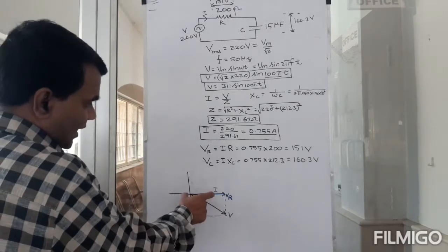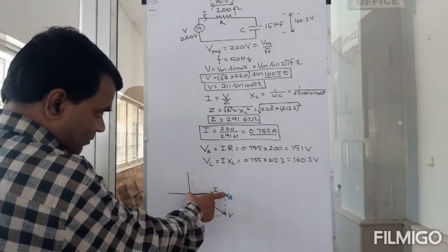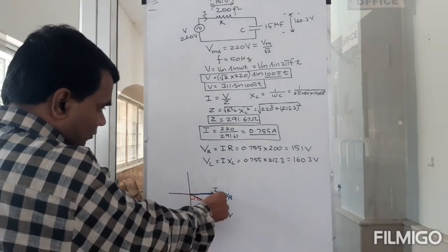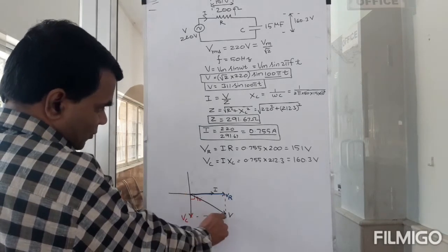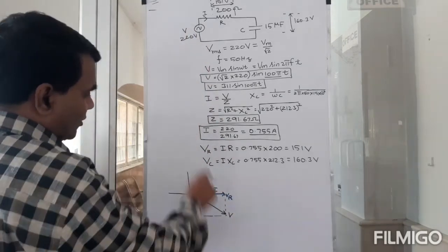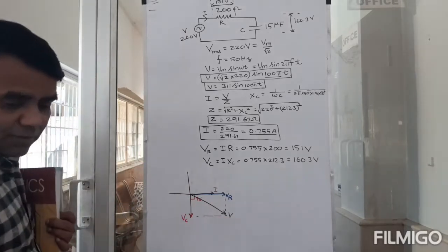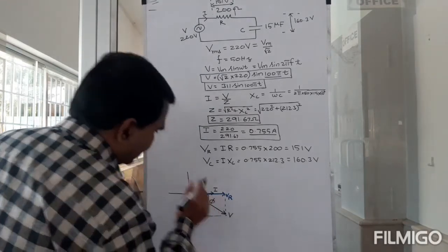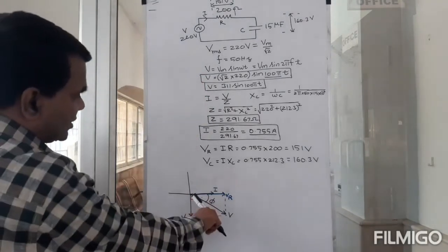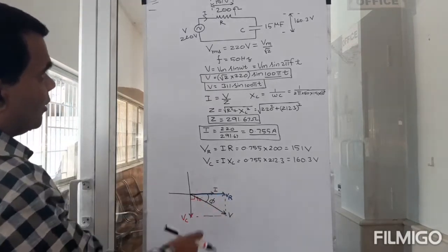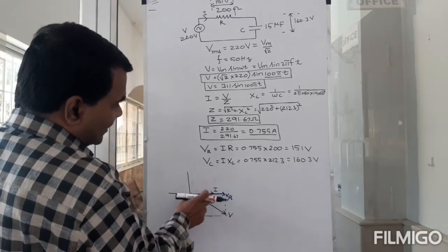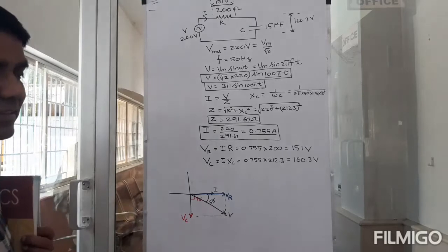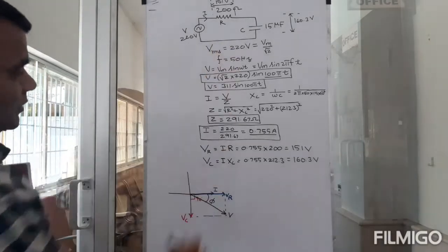So VR, I've chosen I, VR must be in the same phase as I. But VC must be 90 degrees to I. But VR plus VC must give you your applied voltage V. So that is here. So there would be a phase difference phi. So the applied voltage will lag the current. Or if this is sin omega t, then this will be sin omega t plus phi, because the current is leading the voltage.